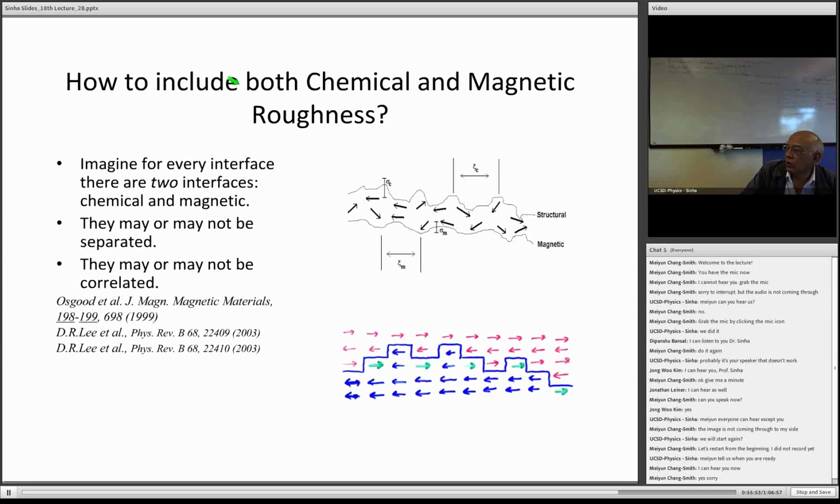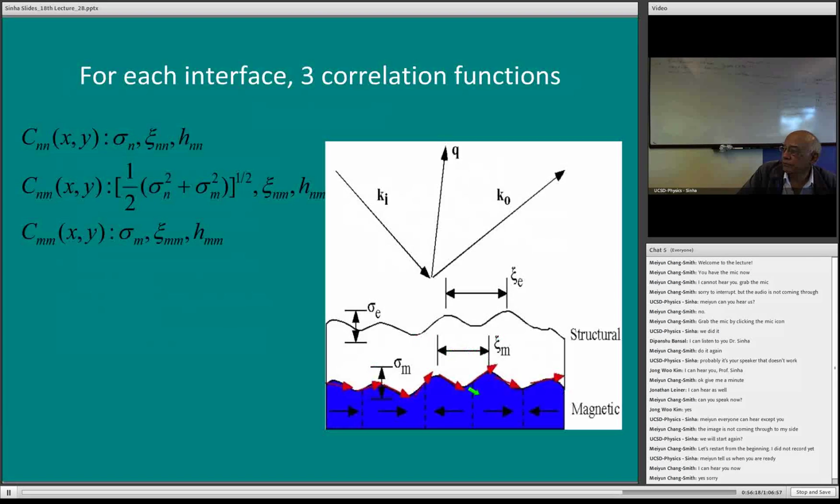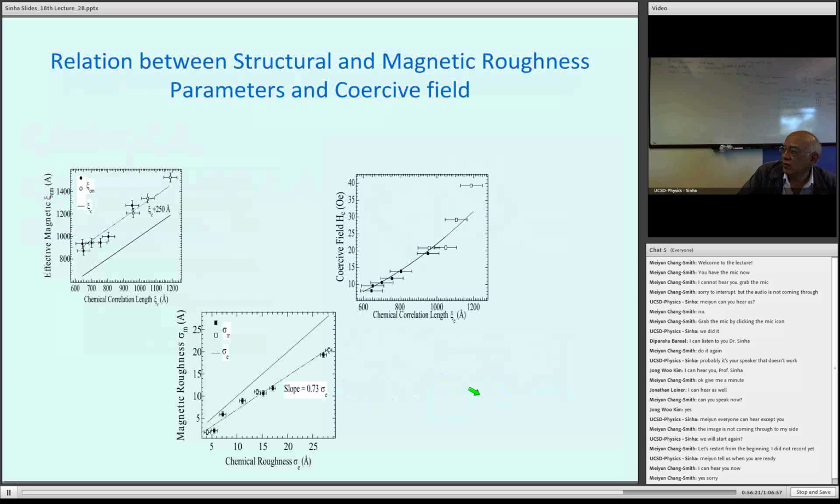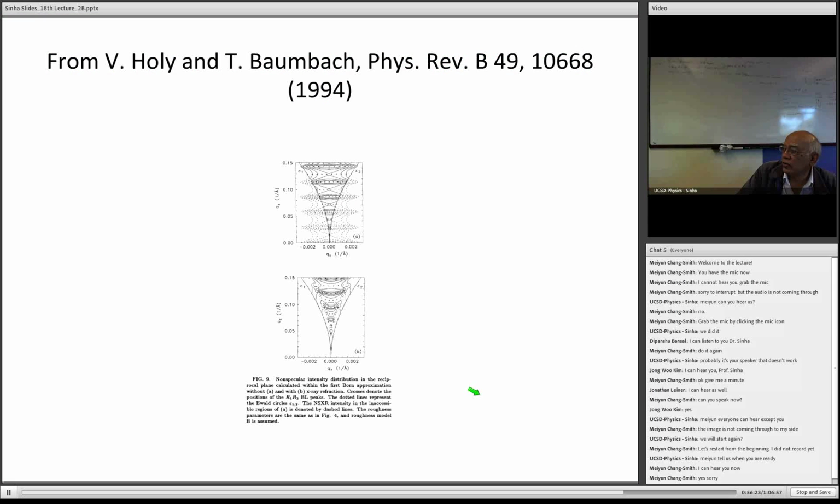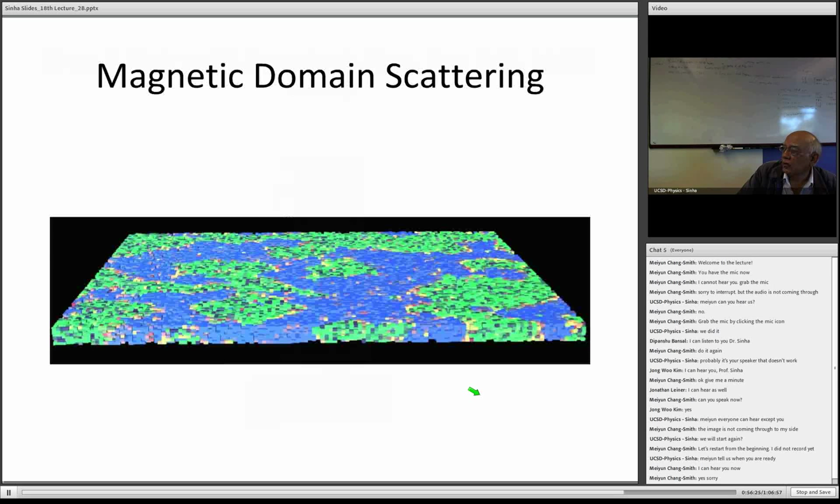I was going to talk about magnetic diffuse scattering and magnetic roughness, but I don't have time to go into that here. I would suggest you go and look at the papers on this that we published in Physical Review, and look at the slides, which will be in PowerPoint or PDF form on the website. Let's just skip these.